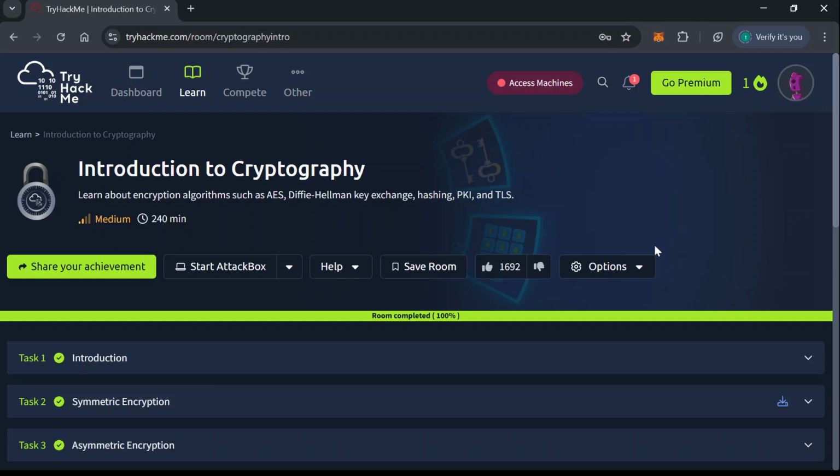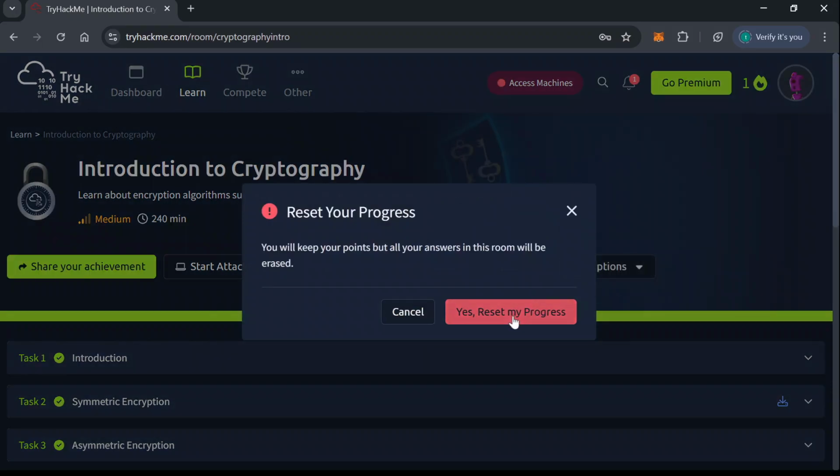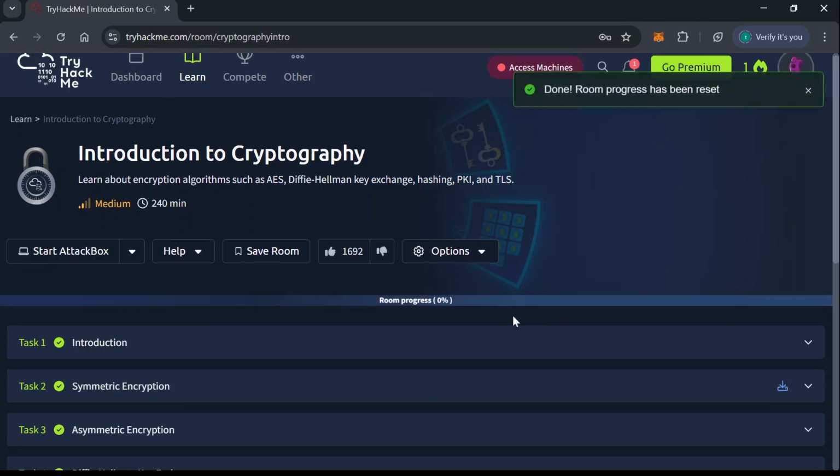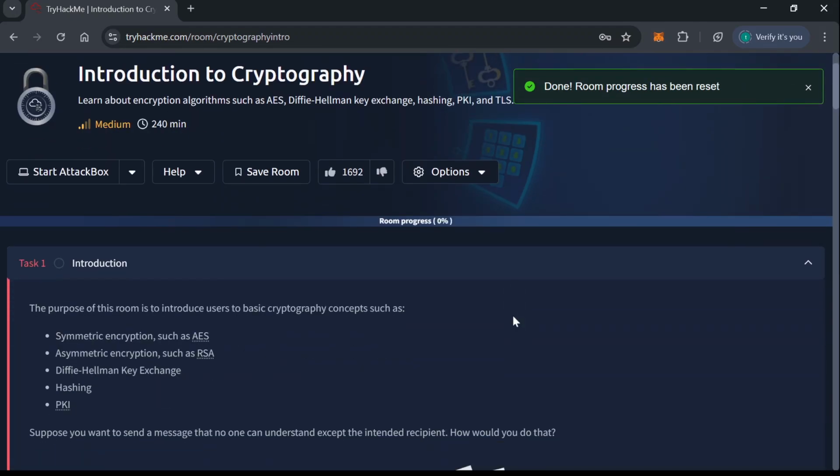I've completed this room, so I'll be resetting my progress and we'll be starting. The purpose of this room is to introduce users to basic cryptography concepts such as symmetric encryption such as AES, asymmetric encryption such as RSA, Diffie-Hellman key exchange, hashing, and PKI.